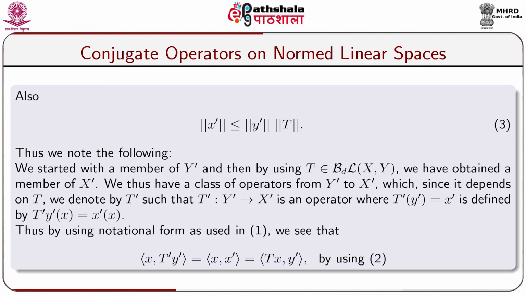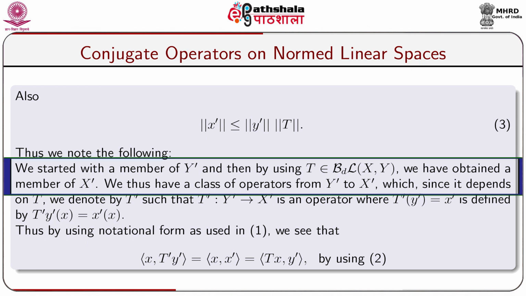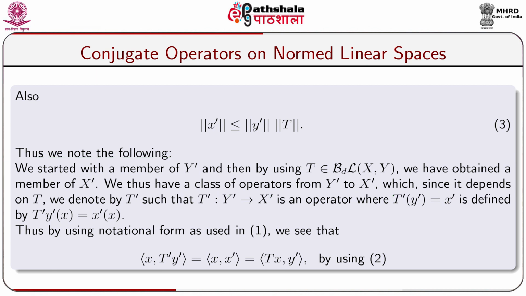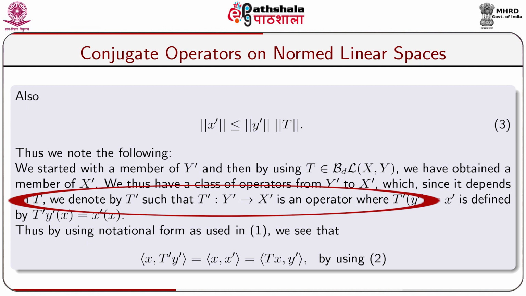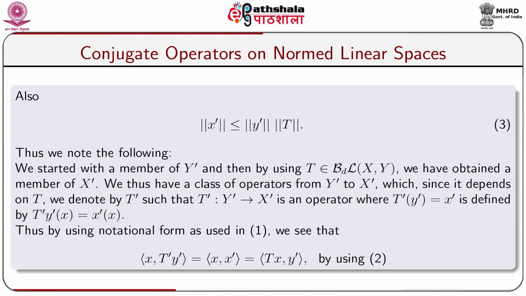Thus, we note the following. We started with a member of Y', and then by using T belonging to B(X, Y), we have obtained a member of X'. We thus have a class of operators from Y' to X', which, since it depends on T, we denote by T', such that T' is a mapping from Y' to X', where T'(y') is equal to x' and is defined by (T'y')(x) equal to x'(x).